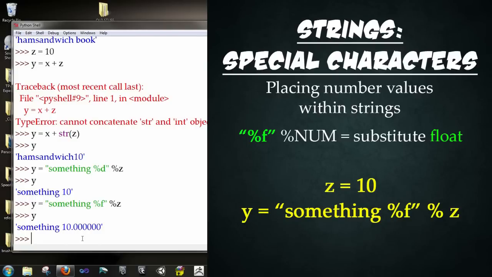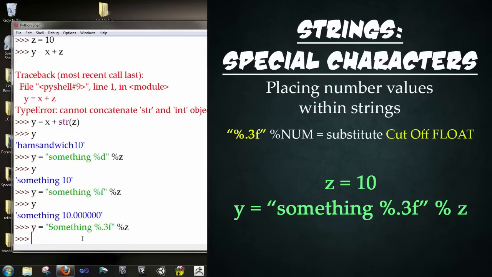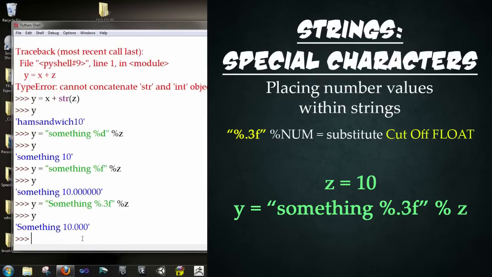So what we're going to type is Y equals quotations something, again, because I can't think of anything else to type, percent sign, and here is where we're going to type in the special command. So we're going to type .3 and then the f in quotation marks, space, percent sign, Z. Now watch what happens. Enter. And then Y, enter.